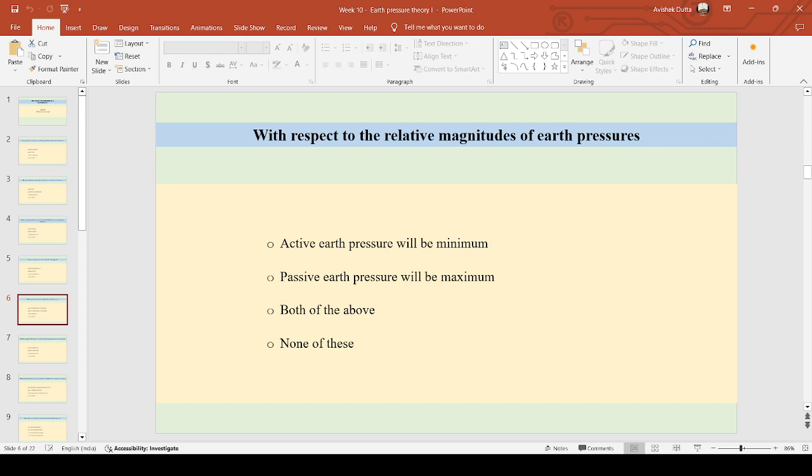I'll repeat the question once. With respect to the relative magnitudes of earth pressures, the options are: active earth pressure will be minimum, passive earth pressure will be maximum; sorry, passive will be maximum, active will be minimum; both of the above, that is both the statements are correct; or none of these. Okay, I'll go to the next question.